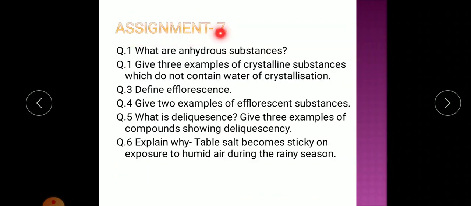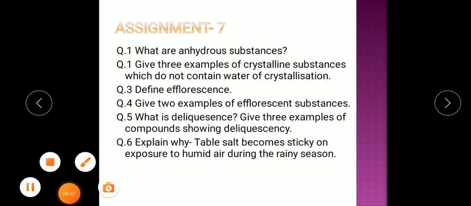Today's assignment number 7. Question number 1. What are anhydrous substances? Question number 2. Give 3 examples of crystalline substances which do not contain water of crystallization. Question number 3. Define efflorescence. Question number 4. Give 2 examples of efflorescent substances. Question number 5. What is deliquescence? Give 3 examples of compounds showing deliquescency. And lastly, question number 6. Explain why table salt becomes sticky on exposure to humid air during the rainy season. Complete this assignment and send it in my mail.